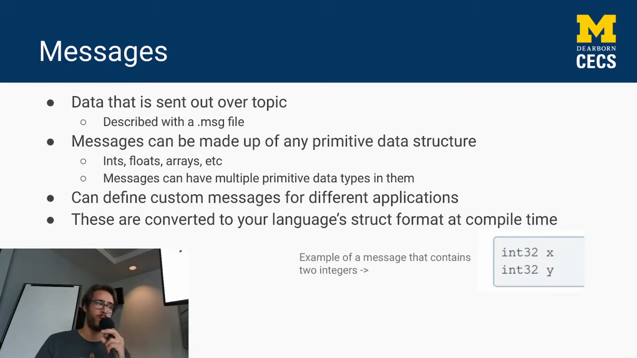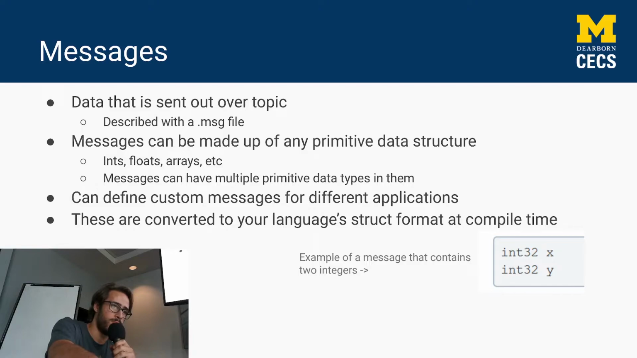And messages can be made up of any primitive data structure as well. So ints, floats, you can do arrays. You can do as many of them as you want. It'll get more complex, of course, if you have like 47,000 floats. Some of the covariance matrices for things like LiDARs get rough. And of course, you can define custom messages for different applications. A lot of sensors will have their ROS drivers with custom defined messages that we have to then read and process. But it always comes back to just primitive data types.